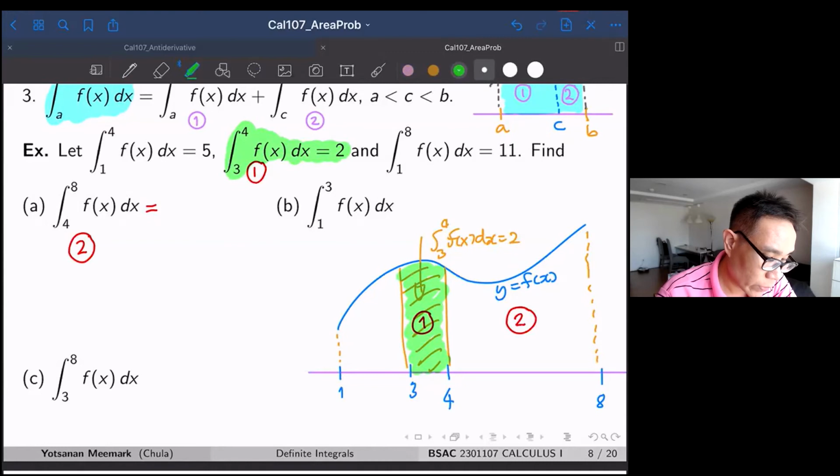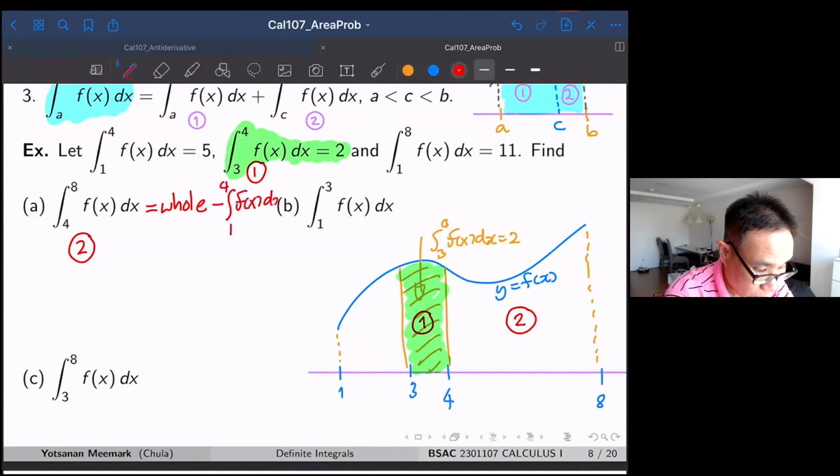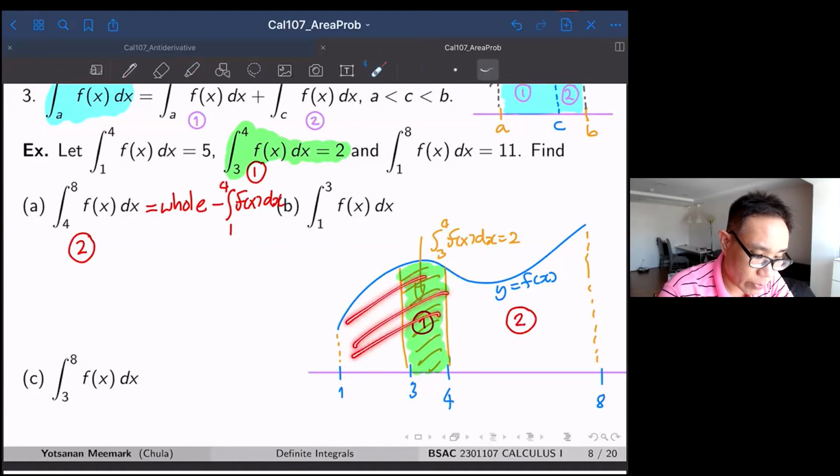So the way to get the area number 2 will be, it's going to be the whole thing, the whole area, subtract by the area from 1 to 4. Okay, so you see that you're gonna subtract by this part. So you have the whole area subtract by the area that I just shaded.